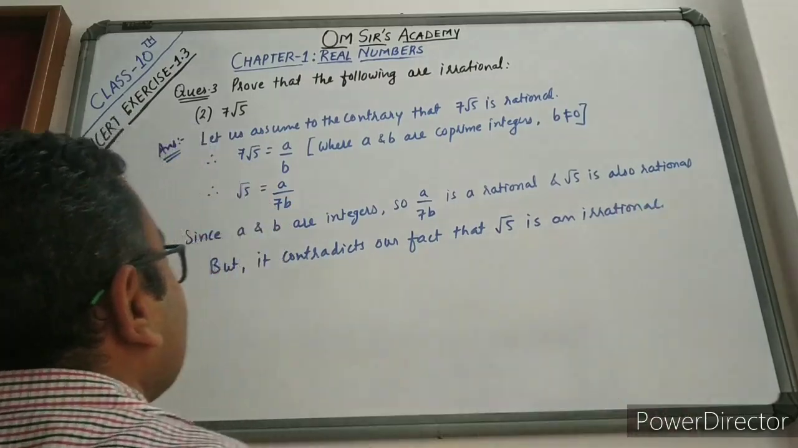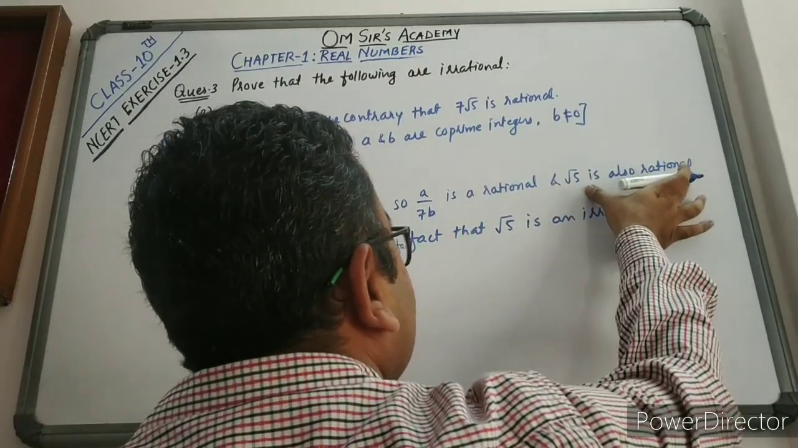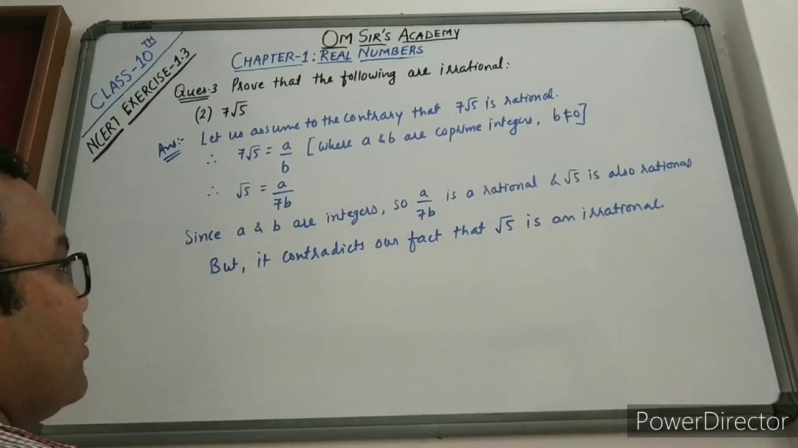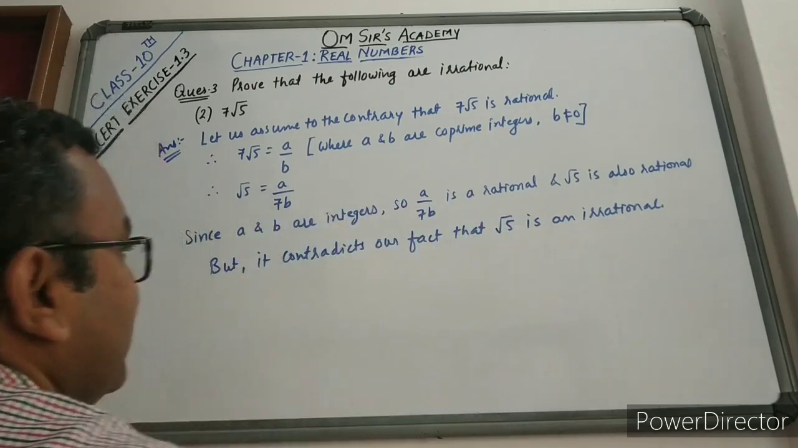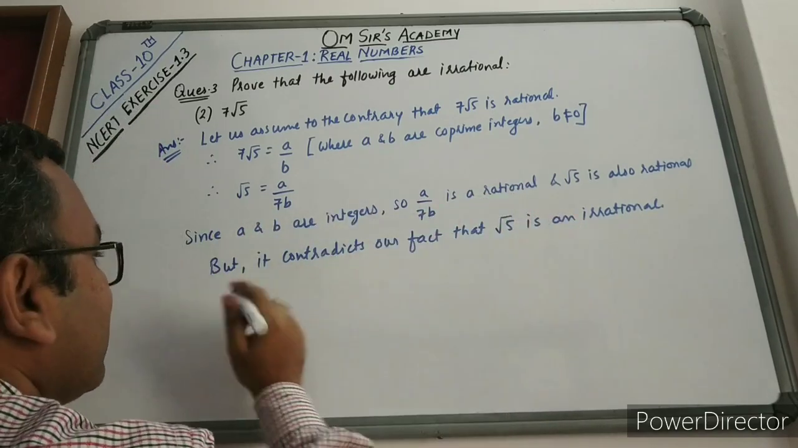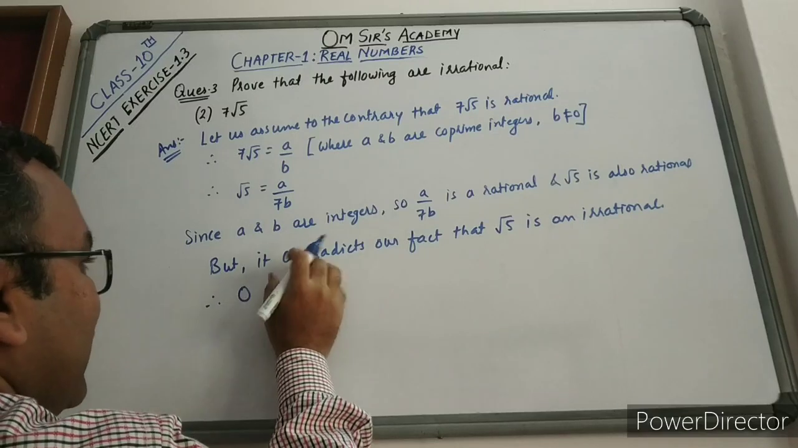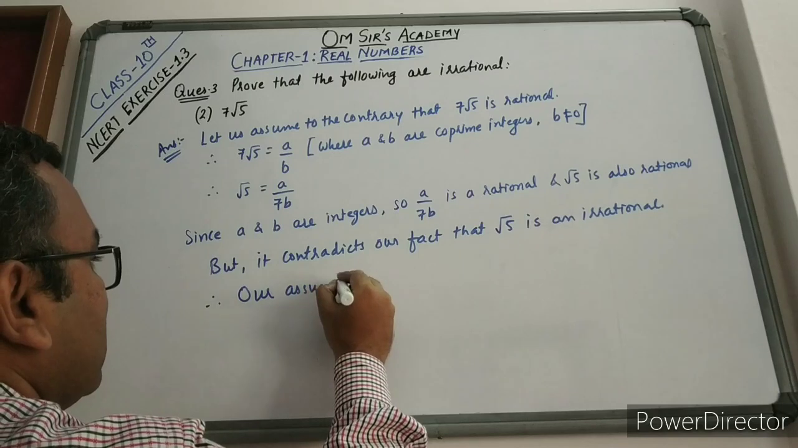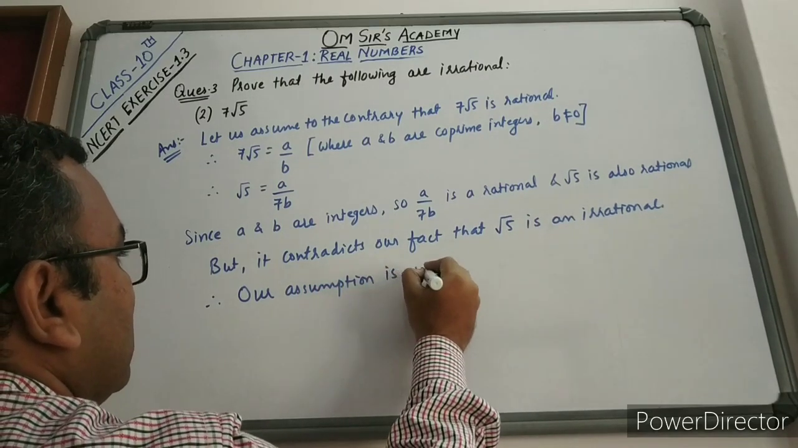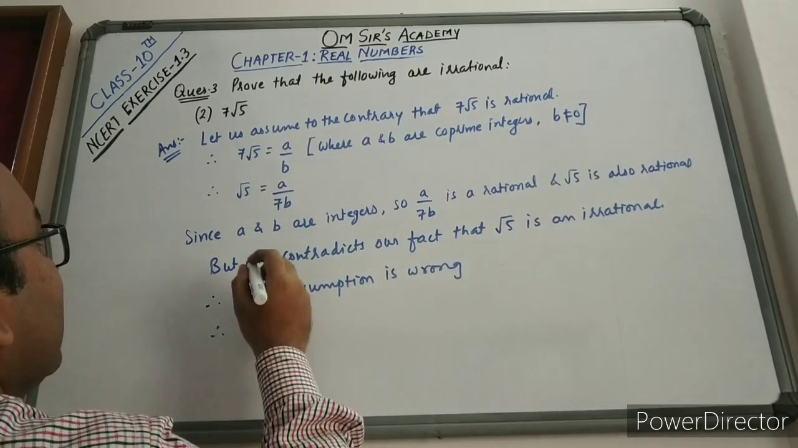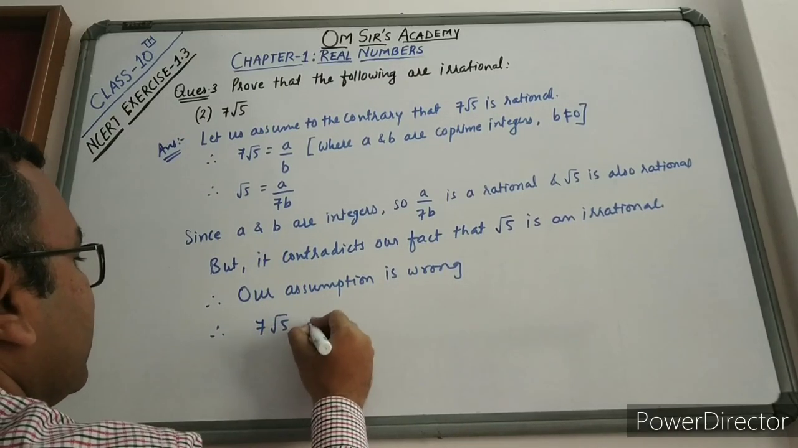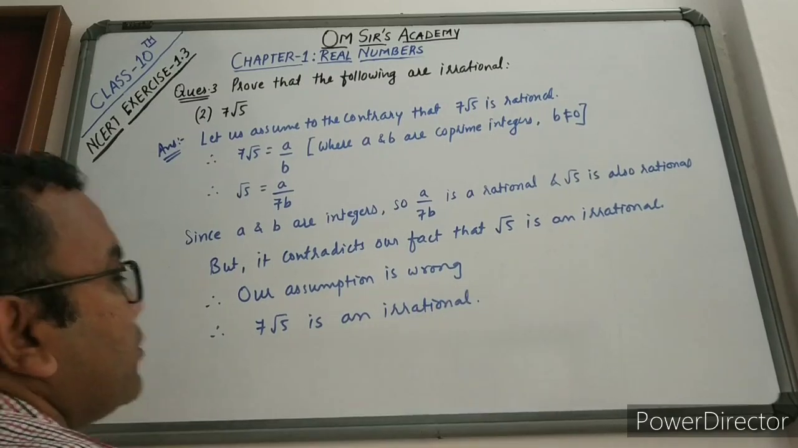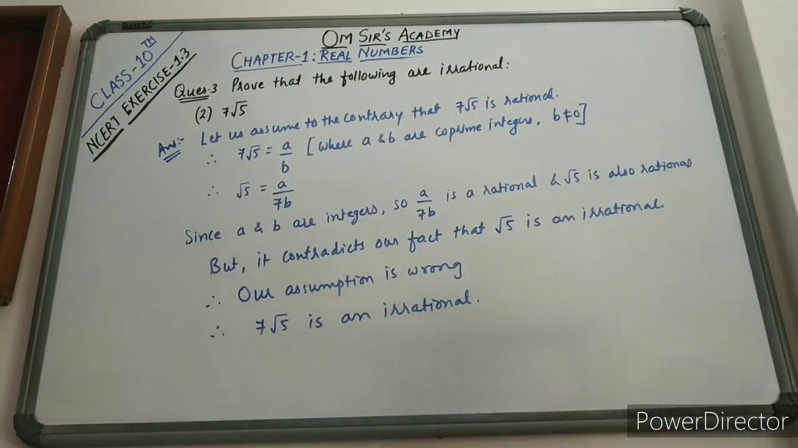Okay, this contradicts that root 5 is rational. It contradicts our original fact that root 5 is irrational, because we know originally that root 5 is an irrational. Okay, no need to prove this whole. So therefore whenever there is contradiction, our assumption is wrong. So our assumption is wrong and therefore we conclude that 7 root 5 is an irrational number. Is it clear, friends? It is very easy.